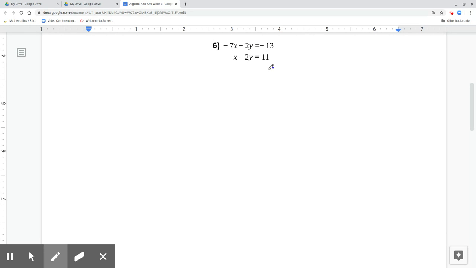And then we will also look to see if the x variables or the y variables have a coefficient that's the same in both equations or the opposite, like one positive and one negative in the equations. So if we look at the two equations in number 6, I have negative 2y in both. So that is why I know this system is set up well for elimination.